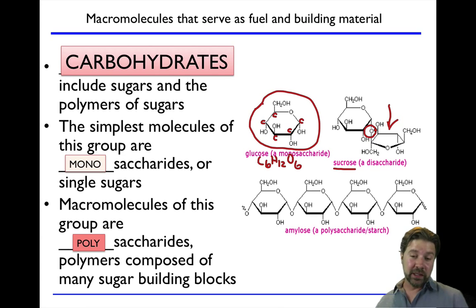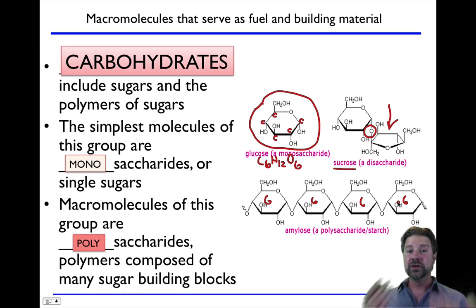Now, if we look at the bottom example, this is called amylose, and this is a polysaccharide, a starch. And here you see a 6 carbon sugar, a 6 carbon sugar, a 6 carbon sugar. So this one is 4, but these can get hundreds to thousands of units long, going from monomers to very, very large polymers.